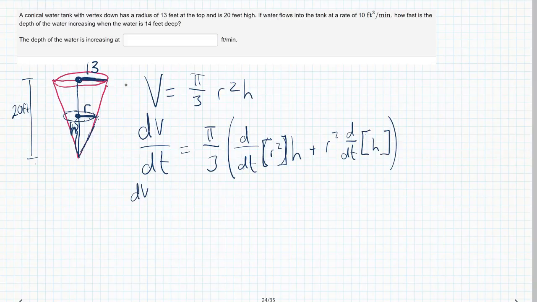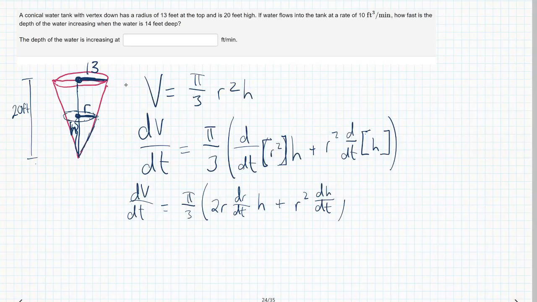Okay, everything might seem hunky-dory right now, but it looks like we're going to run into a problem, and I'll explain what that is in just a second. So notice this becomes 2r dr dt times h plus r squared times dh dt. Now, from the information that we have, what are we looking for? And I should have written that first. How fast is the depth of the water increasing? So that tells us that we're looking for dh dt.